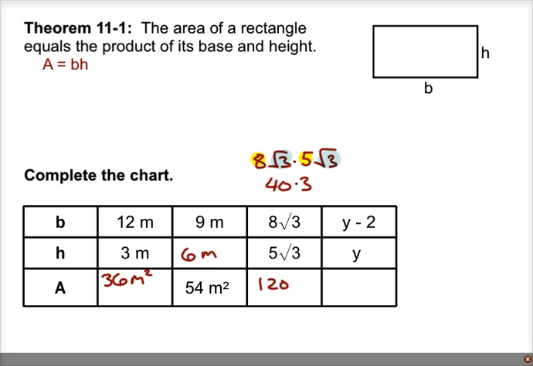Off to the right, a y minus 2 and a y, and I know to get the area it's base times height, so this is really just a y times a y minus 2, which just means distribute, and I get y squared minus 2y.